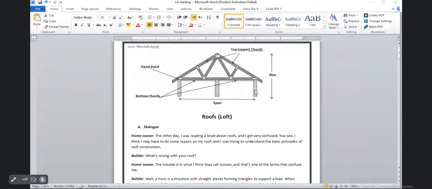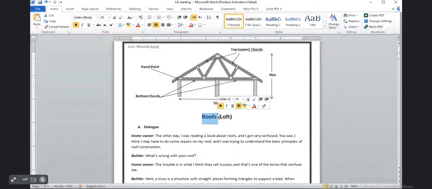But in this lecture, I'll try to help you with English, I mean, how to talk about trusses. I've chosen a dialogue between two people. One of them is a home builder, a contractor, and the other is a homeowner. These two people are discussing trusses, mainly trusses as roofs. That's why the title of this lecture is roofs.